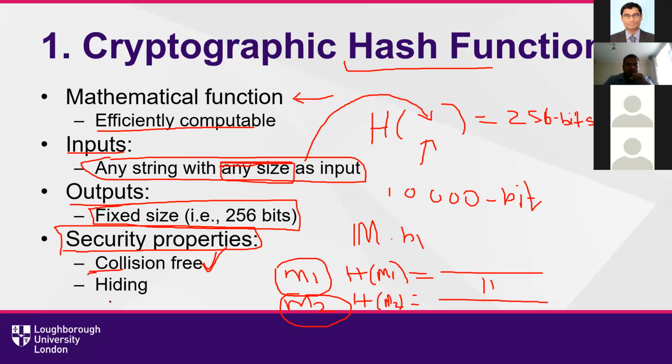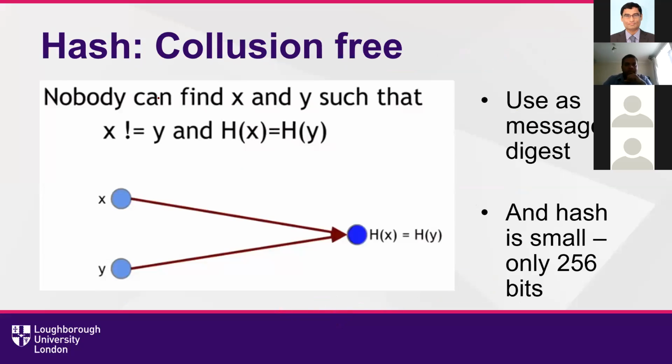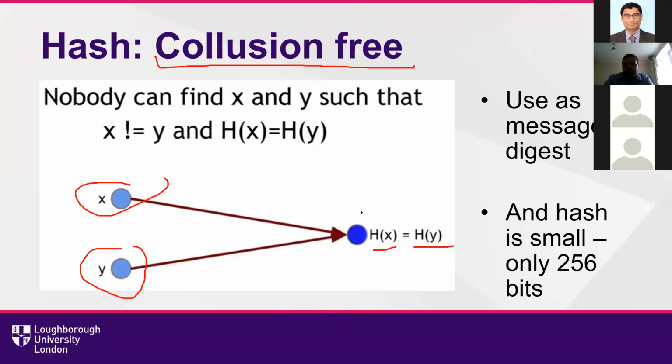I think these are the two properties. Let me explain. Collision free, as I mentioned before: you can't find two different messages that output the same 256 bits. This is very important. This is the beauty of this hash function. It is nearly impossible to find two such messages. That's collision free. Do you have any questions?